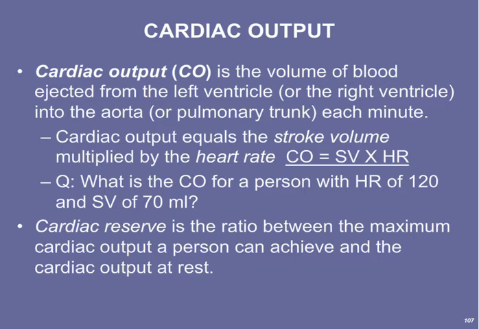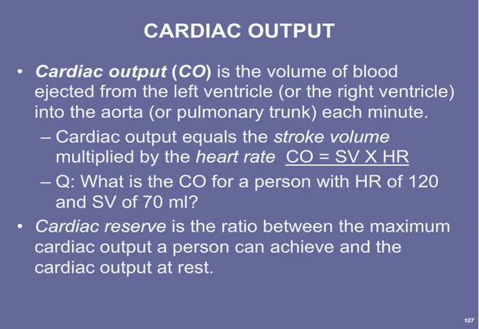Another term we need to know is something called the cardiac reserve. The cardiac reserve is the ratio between the maximum cardiac output a person can achieve and the cardiac output at rest. So think about what your cardiac output would be at rest. What is a good resting heart rate? So if you're like me, your resting heart rate is probably around 80 beats per minute. So at 80 beats per minute, your cardiac output could be calculated by 80 times 70. And that should give you a cardiac output of around 5.6 liters per minute.